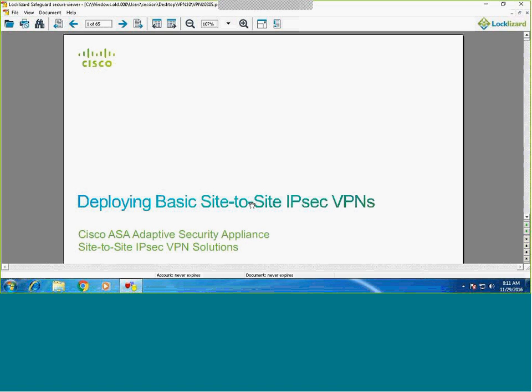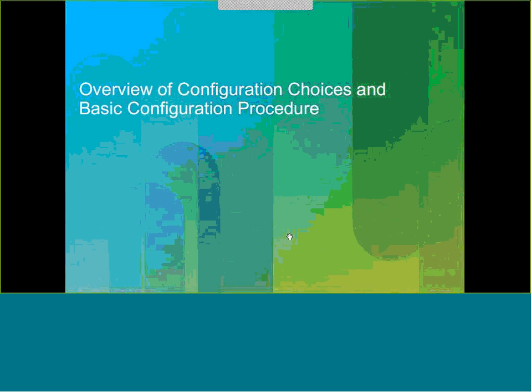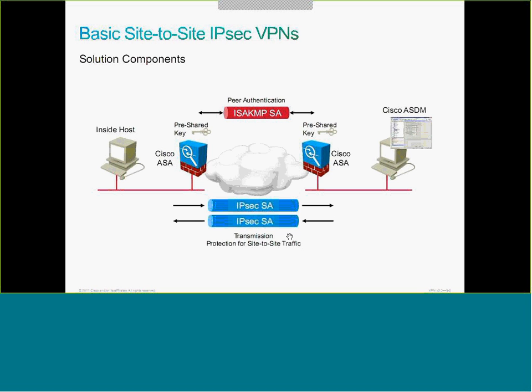Okay, so let's start off with it. When it comes to basic site-to-site IPsec VPN, like I said, we'll just have a quick overview of the site-to-site VPN first of all. When it comes to the configuration procedure, the main thing associated with site-to-site VPN is that the two peers involved should have direct reachability with each other.